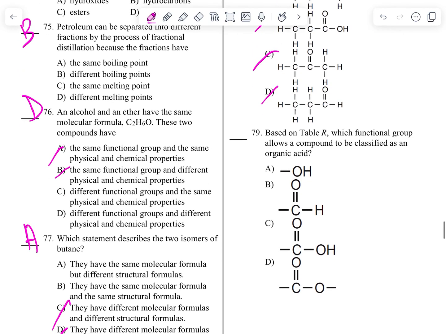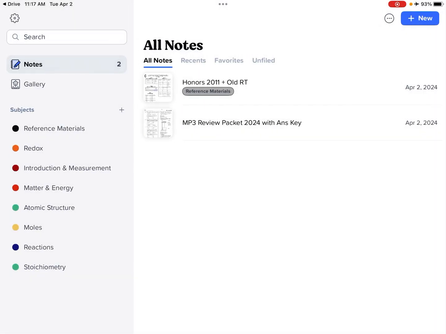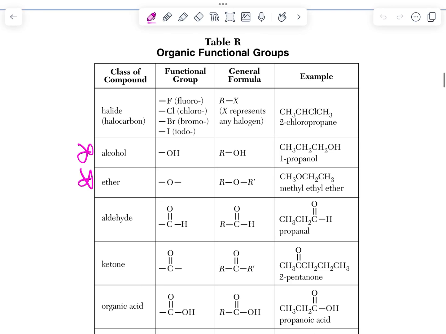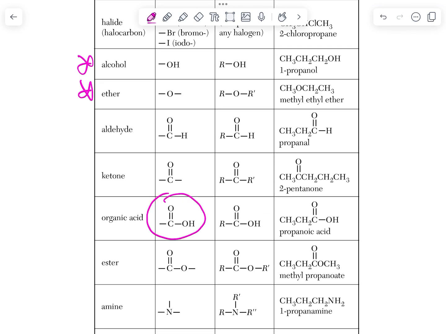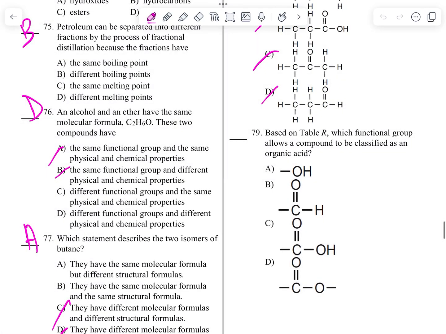Based on table R, which is an organic acid? So going back to table R, an organic acid has C double bonded O to an OH group. So C double bonded O to an OH. And admittedly, these are really close together. I do see that.